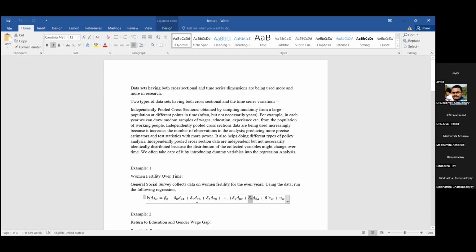Okay, so you see, this kind of analysis of to what extent woman fertility has declined over the time cannot be done with a single cross section. For this kind of analysis, I need time variation in the data. Otherwise, this kind of dummies cannot be created. And if these dummies cannot be created, I cannot do this analysis of whether over the time woman fertility has declined or not.